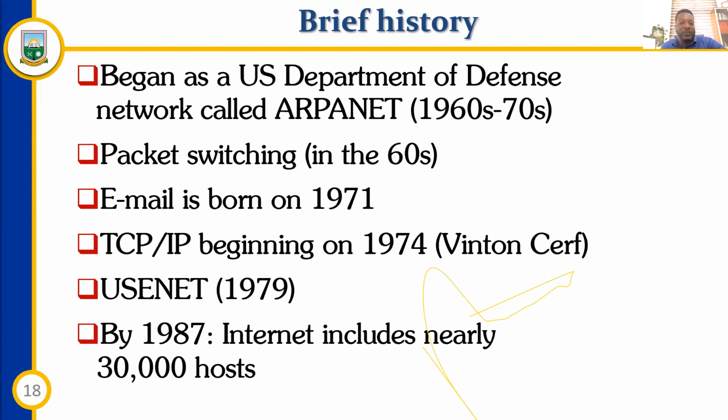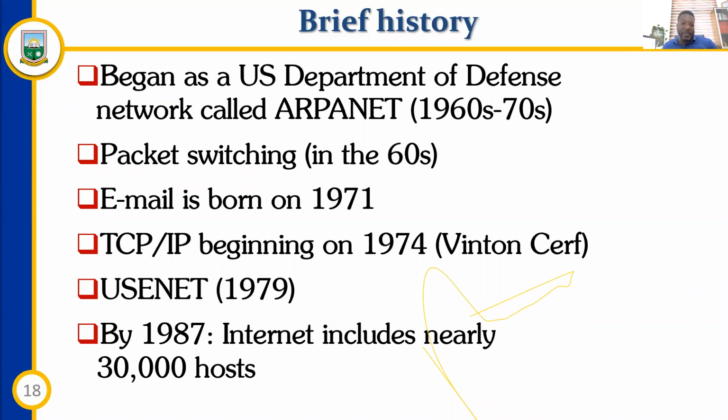The whole idea was to store and also forward packets. That is where the packet switching is. So it's somewhere in the 1960s. That is how they were able to think through and come out with this. Within that same time, in the early 1970s, that is when they started using the internet to send information to different computers around the globe. That is where email was born in 1971.